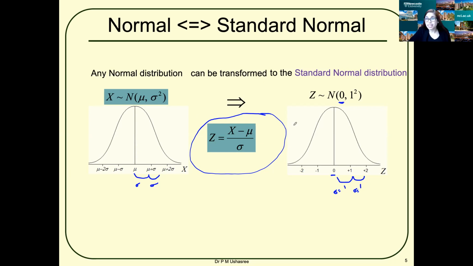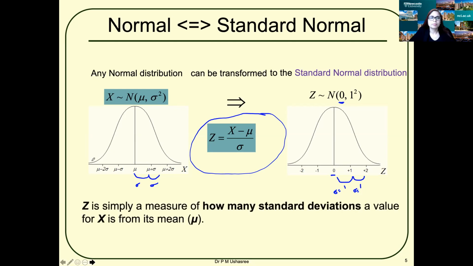And why do you need to standardize a normal distribution? Because it helps you find the probability under the curve in a given region, and it helps you to compare two different normal distributions. We will see lots of examples in the seminar. So Z is simply a measure of how many standard deviations a value of X is from its mean.